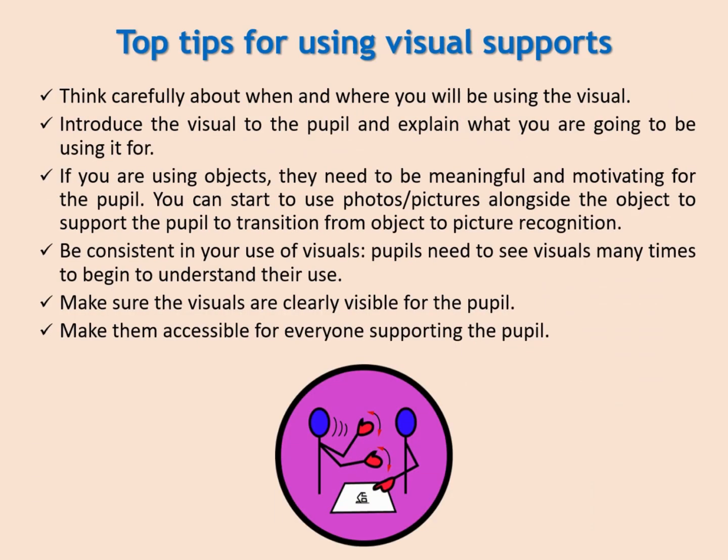Top tips for using visual supports. Think carefully about when and where you'll be using the visual. Introduce the visual to the pupil and explain what you're going to be using it for. If you are using objects, they need to be meaningful and motivating for the pupil. You can start to use photos and pictures alongside the object to support the pupil to transition from object to picture recognition. Be consistent in your use of visuals.